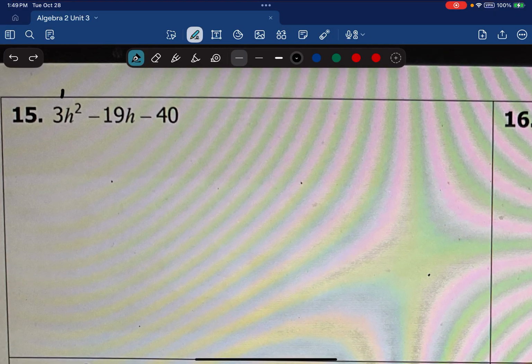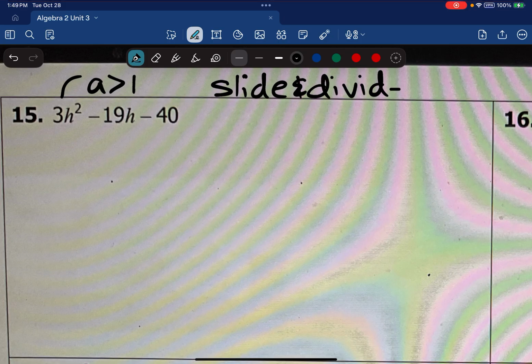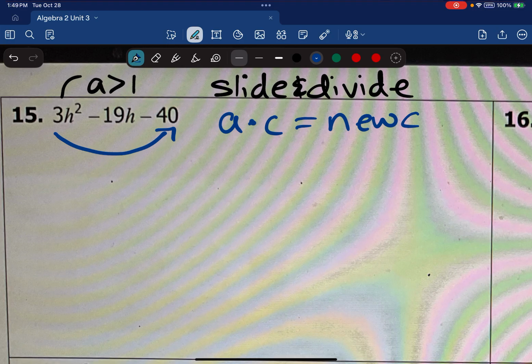works. So first of all, a is greater than 1. So then we're going to have to do a method called slide and divide. Okay, so the way that works is we're going to take a and multiply it by c and get a new c value. So in this example, I'm going to keep the h squared minus 19h, but I'm going to take 3 and multiply it by negative 40. So that's going to become negative 120.